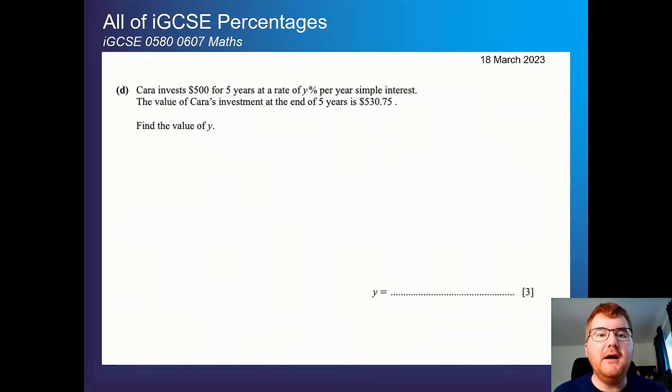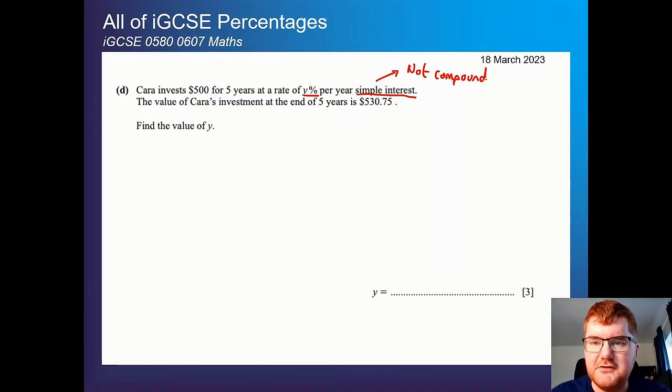And on to part D, so really testing a lot of different skills here. So Kaga invests $500 for 5 years at a rate of Y% per year simple interest. So it's the first time we've seen interest in this video. Remember, simple interest means, again, it's not compounded. So we don't include the extra interest in our next lot of interest. Again, you're going to see this in a lot of different questions.